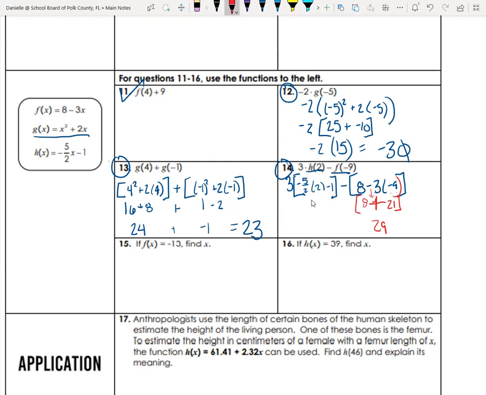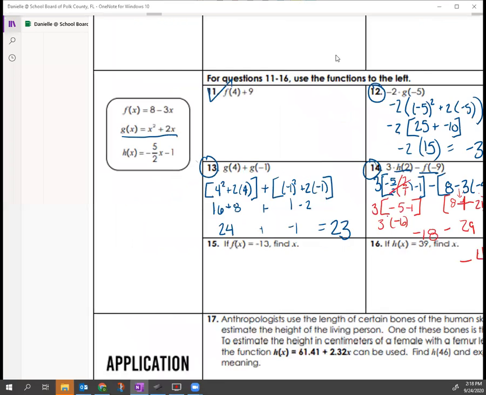Now, I'm going to come over here and change this to a fraction. And my 2's cancel out. So I'm left with 3 times negative 5 minus 1, which gives me negative 6 times 3. And that gives me negative 18. Negative 18 minus 29 gives me negative 47 if I did my math right. And that will be the end of that one.